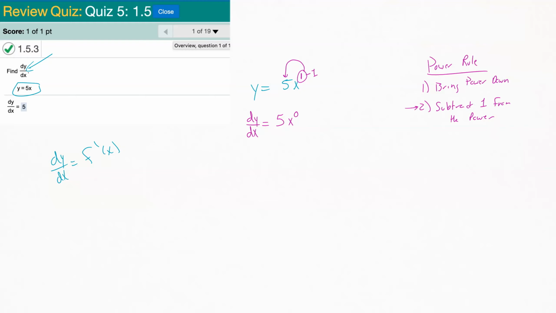We just want to remind ourselves that anything, no matter what, raised to the 0 power is always 1. So essentially what we're looking at right now is 5 times 1. So we don't really need the 1 there. We would just get 5. So on equations like this, where it's just a number times x, whatever that number is sitting up in front is always just going to be what your derivative is, and the x is going to drop off.